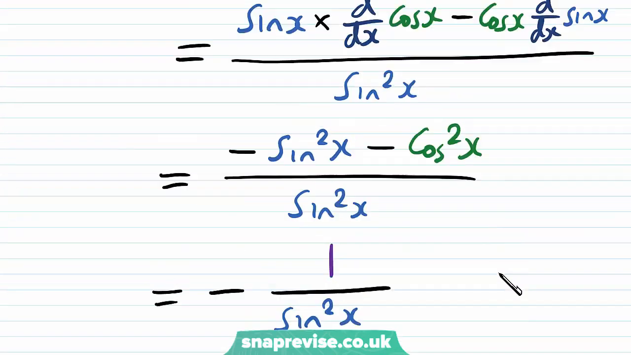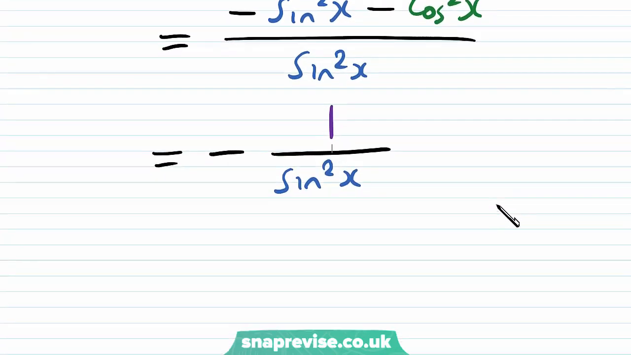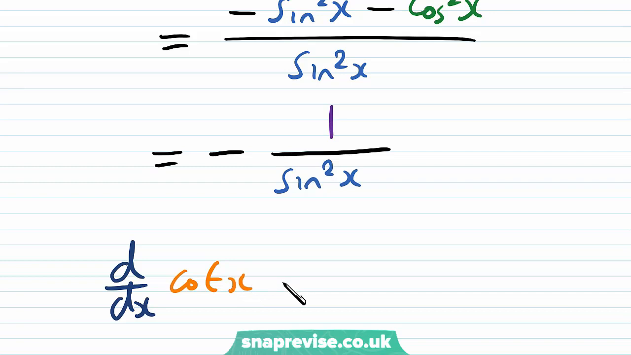And so finally, we can summarize this result, and we have that the derivative of the cot of x is equal to minus the cosec squared of x. This is the 1 divided by the sine squared of x.